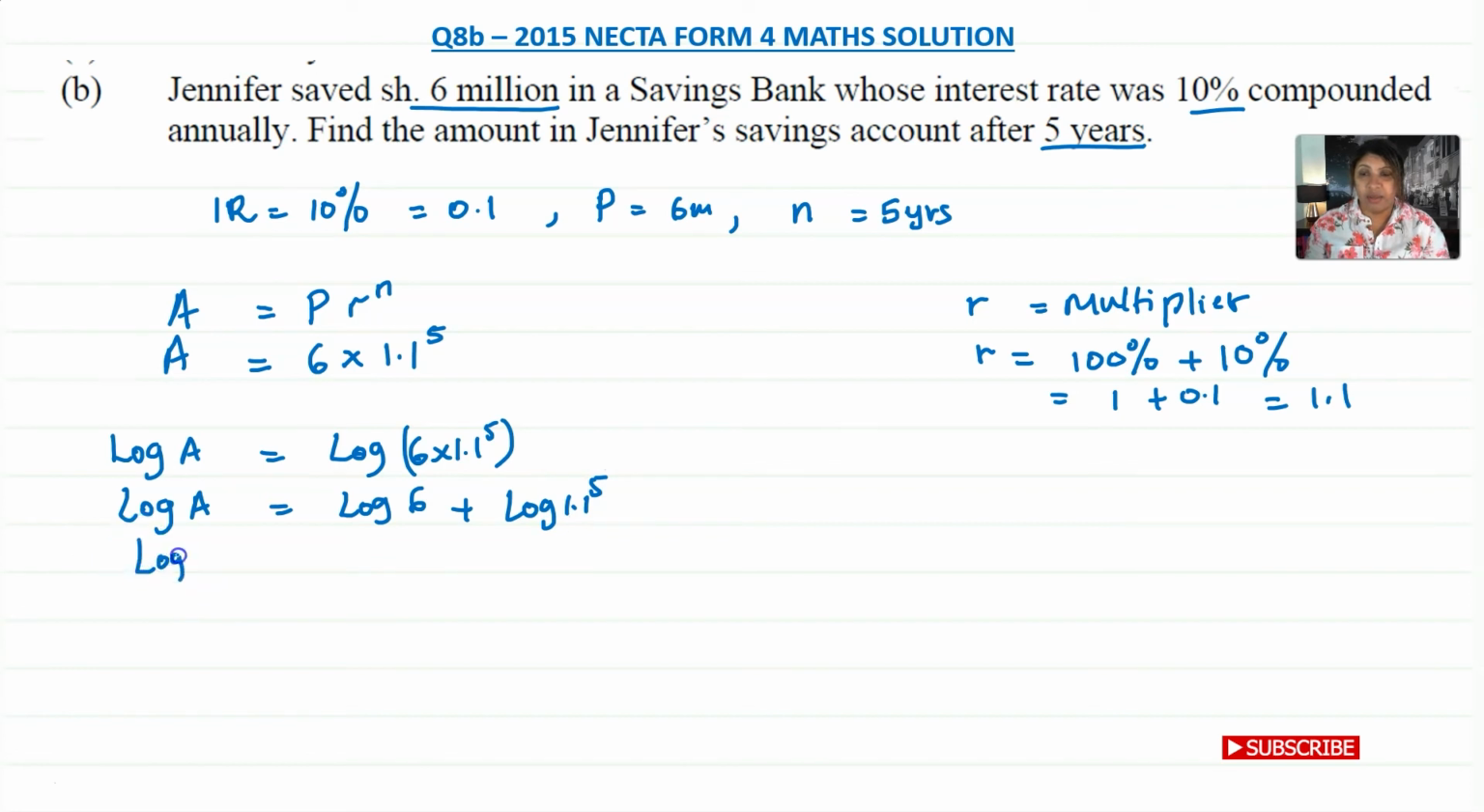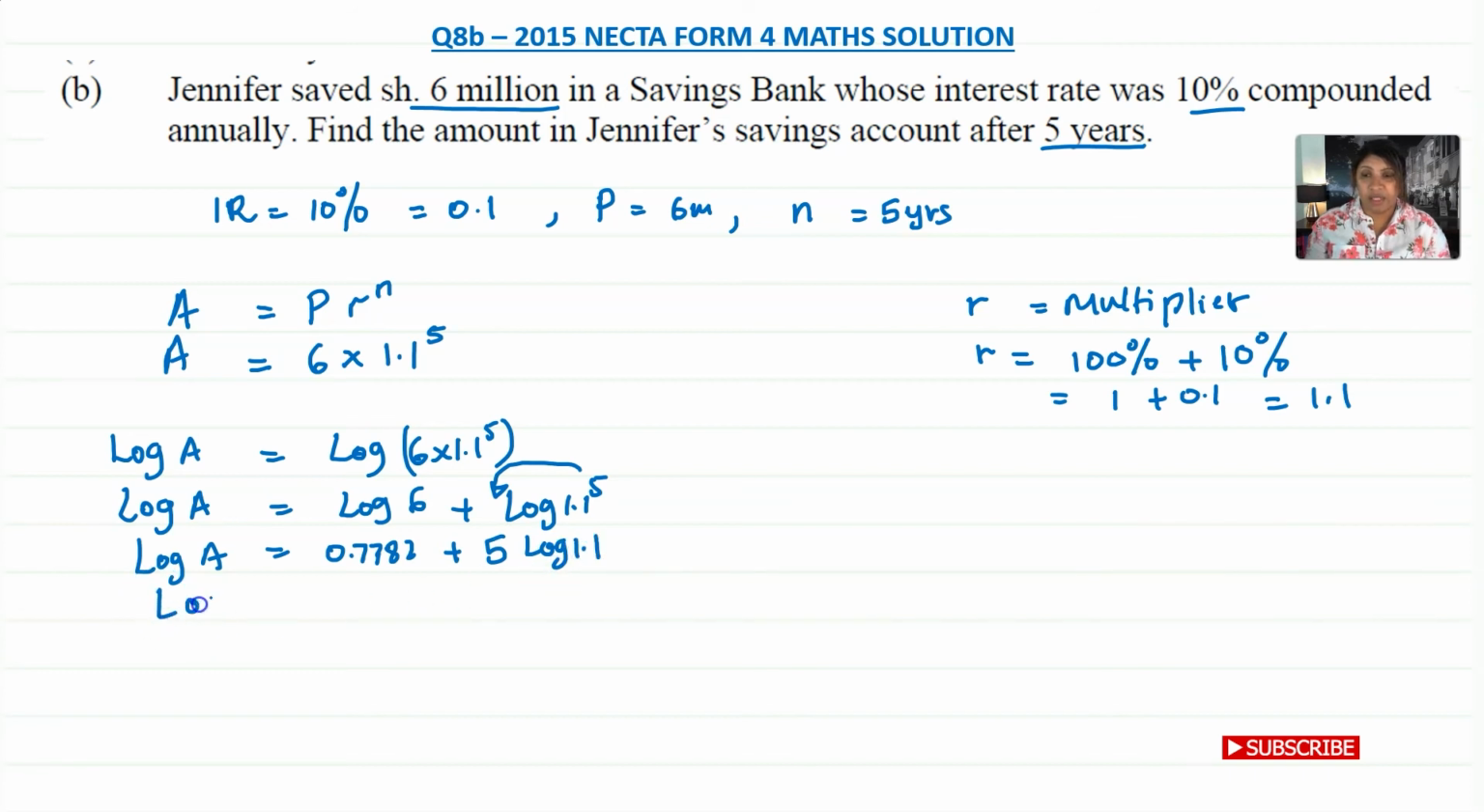So log A is going to be equal to, what is log 6? Log 6, if you look at this on your table, you will get 0.7782. Now, if you're not familiar with logs, please leave me a comment. If there is enough of you, I will do a full session on how to use log tables. Okay, so now this part has a power, so we're going to use the power law to bring this 5 up here. So this is going to be 5 times log 1.1.